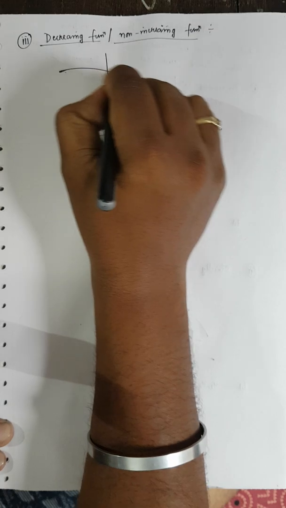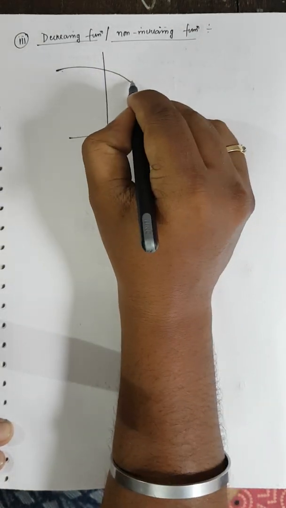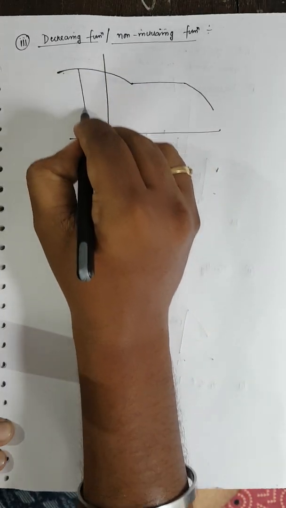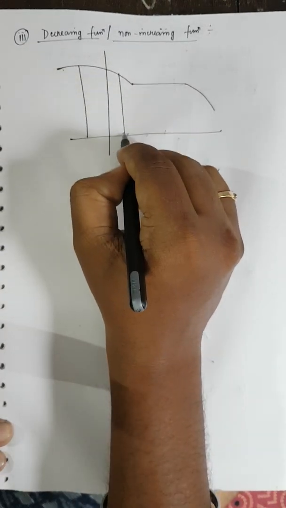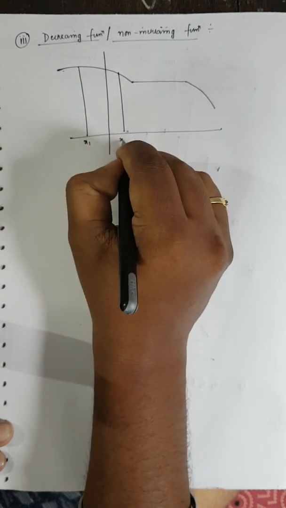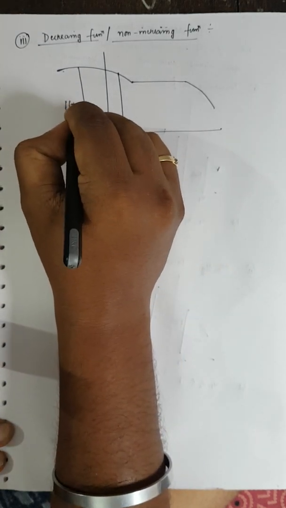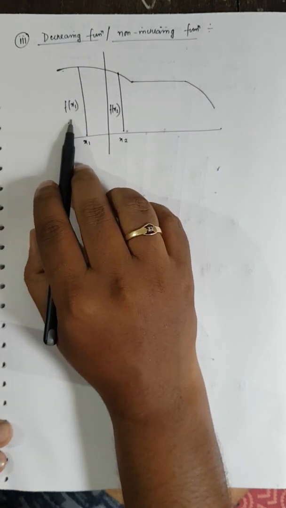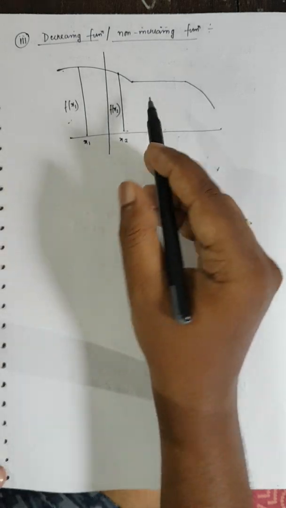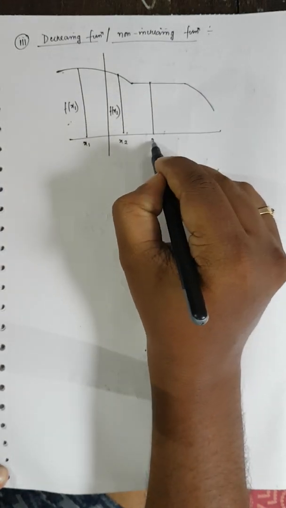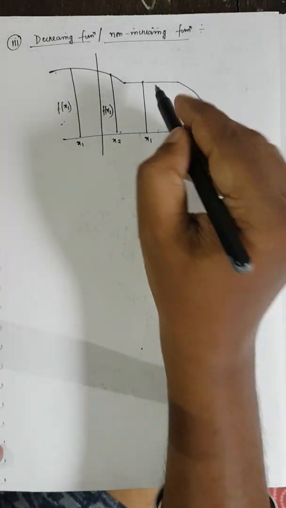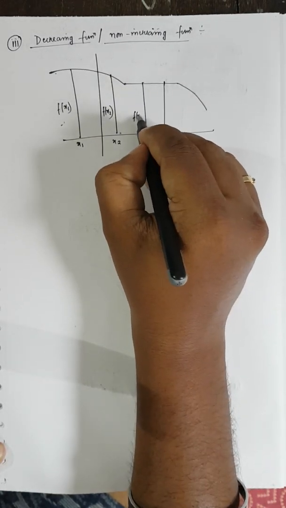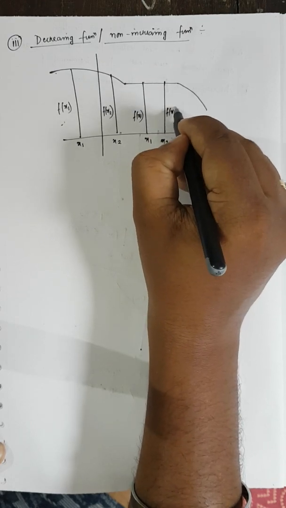See, the function decreases, then it is constant, again decreases. In this phase, if I select two elements x1 and x2, the corresponding values of the function will be f of x1, this is f of x2. Clearly you can see f of x1 is larger than f of x2. In this case, this is your x1, this is your x2. You can clearly see that f of x1 and f of x2 have equal values.